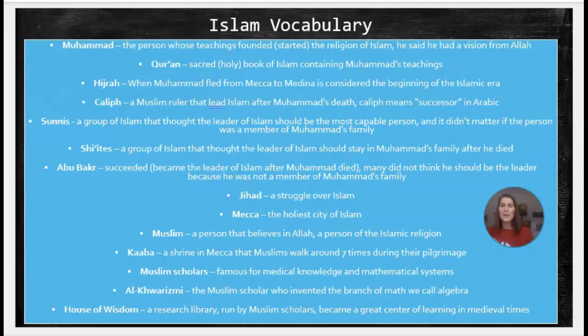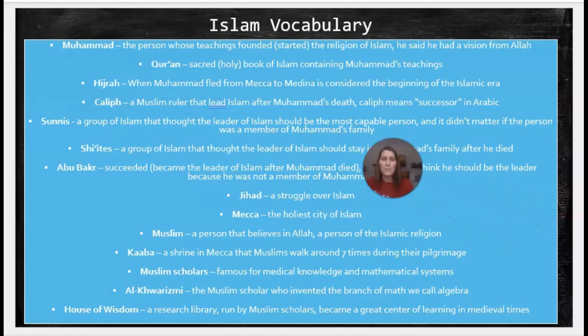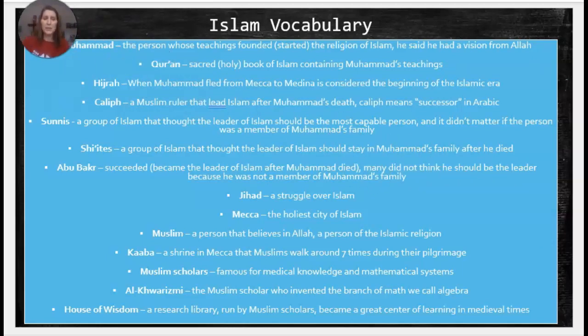Some Islam vocabulary. Muhammad, the person whose teachings founded or started the religion of Islam, said he had a vision from Allah. The Quran is a sacred holy book of Islam containing Muhammad's teachings. Hijra is when Muhammad fled from Mecca to Medina, considered the beginning of the Islamic empire. A caliph is a Muslim ruler that led Islam after Muhammad's death, and caliph means successor in Arabic.